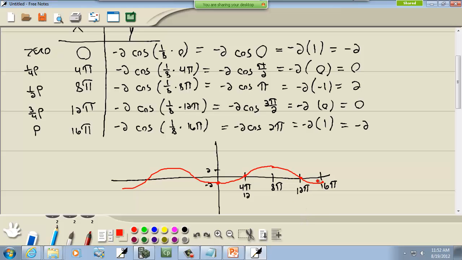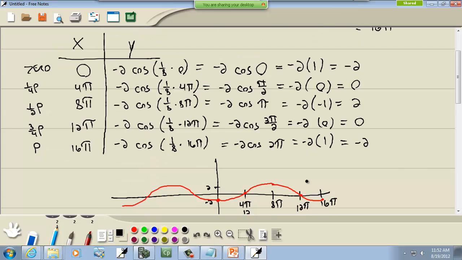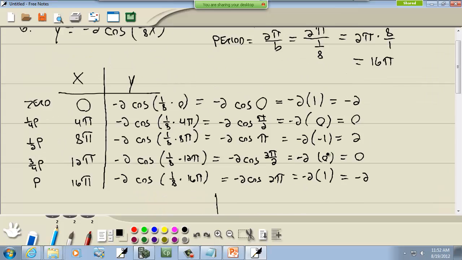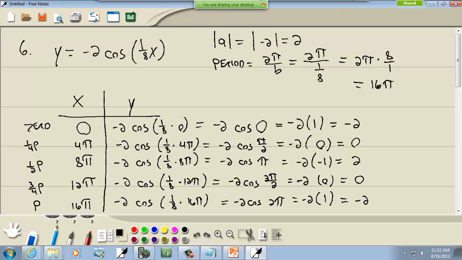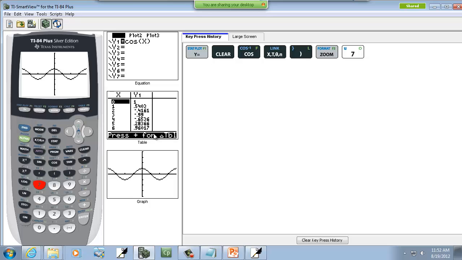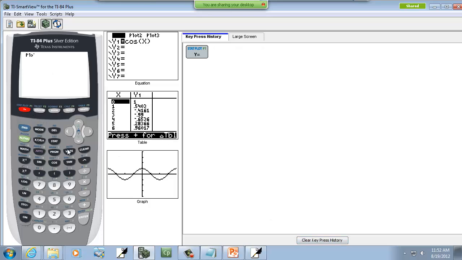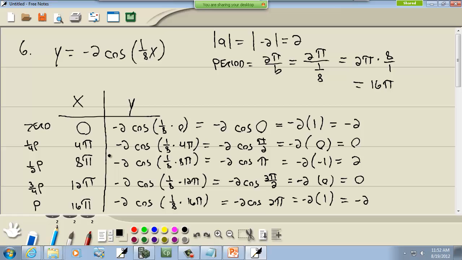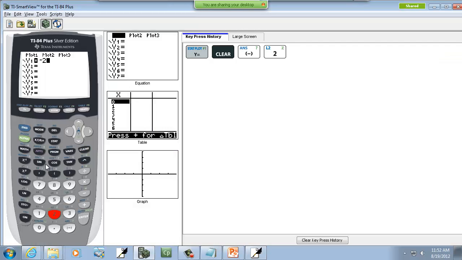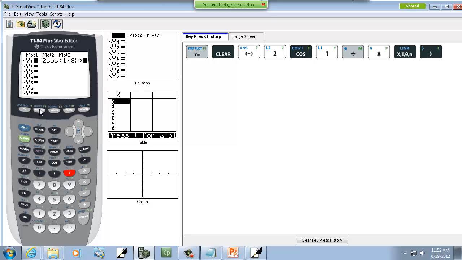Let's show how to do this one on the calculator. Since the period is different on this one, you have to do a little bit more than what we did in just plugging it in. We found that our period is 16 pi. So I'm going to come here, press my y equals, press clear. I put my function in, which was negative 2 cosine of 1/8 x. So 1 divided by 8 x, and then closing parentheses.